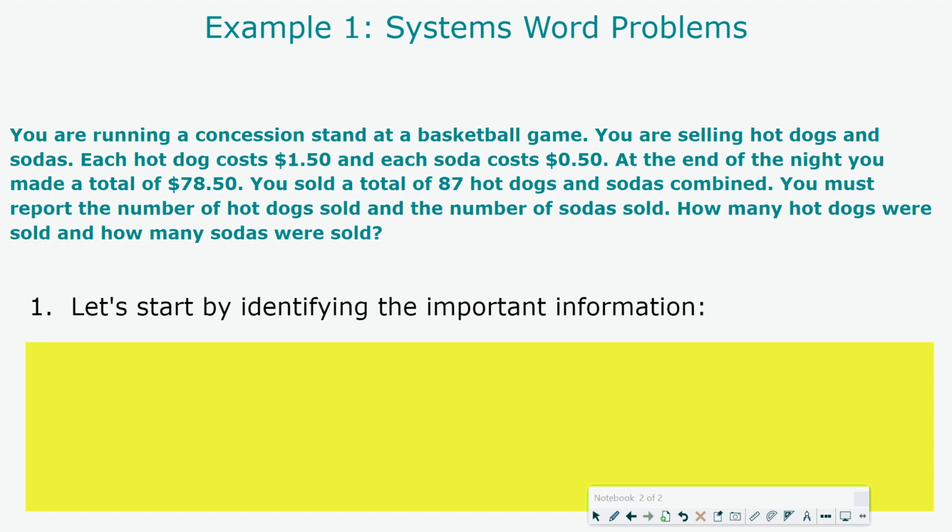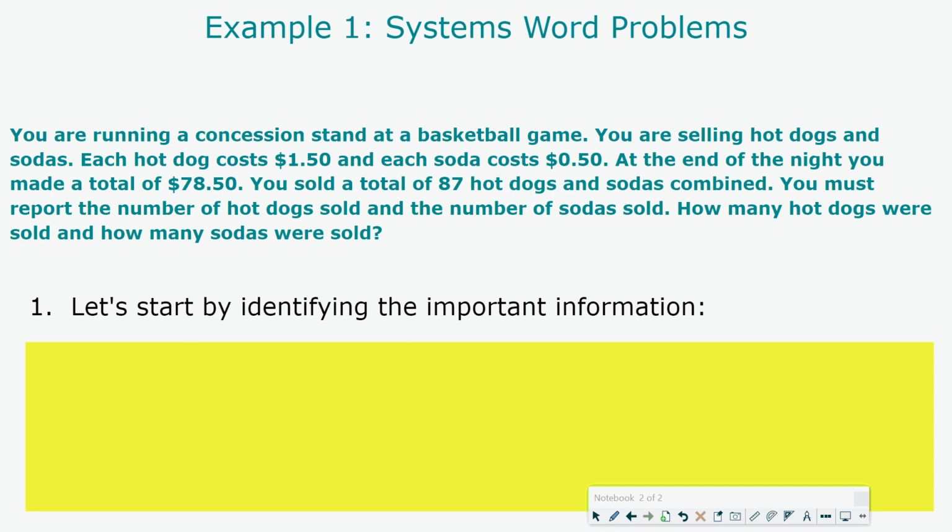All right, example number 1. It says, you're running a concession stand at a basketball game. You're selling hot dogs and sodas. Each hot dog costs $1.50 and each soda costs 50 cents. At the end of the night, you made a total of $78.50. You sold a total of 87 hot dogs and sodas combined. You must report the number of hot dogs sold and the number of sodas sold. How many hot dogs were sold and how many sodas were sold?